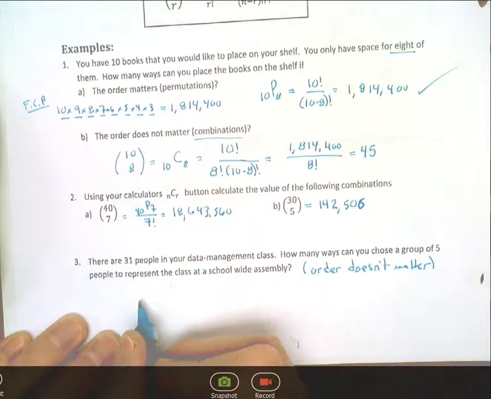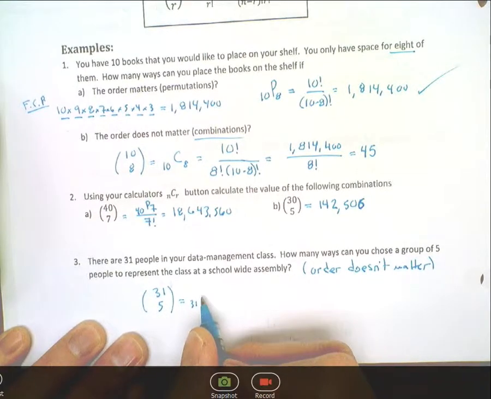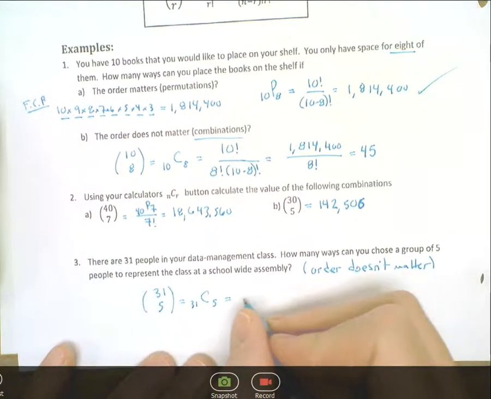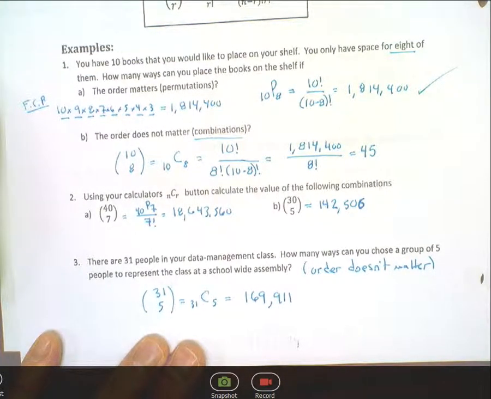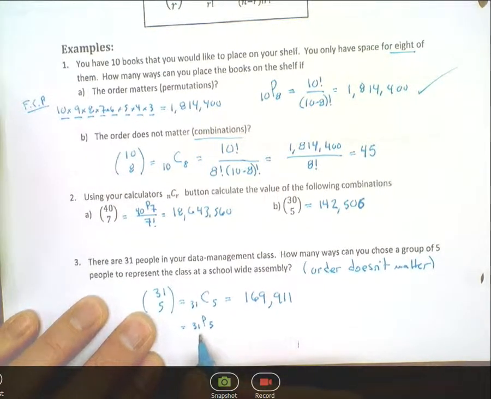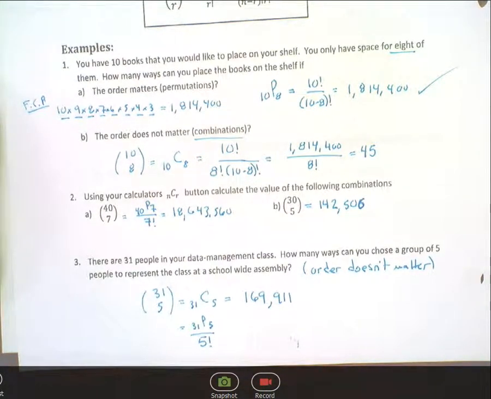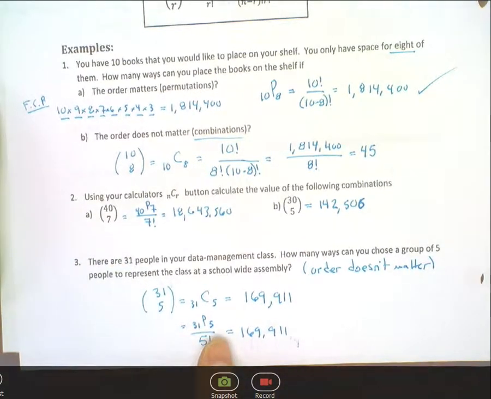So we would say, well, in that case, we're talking about a combination. 31 choose 5 or 31C5. And that is 169,911 ways. You could have thought about it as saying, well, it's 31P5, how many different arrangements of those people are there, and then divide it by 5 factorial. And you'll get the exact same answer, right? There's nothing different about it. Because what that tells you is that if you wanted to assign an order to those 5 people that you picked out of the 31, but then say, hey, after I've got those 5 people, really, I don't care about the order. So there's far fewer combinations.